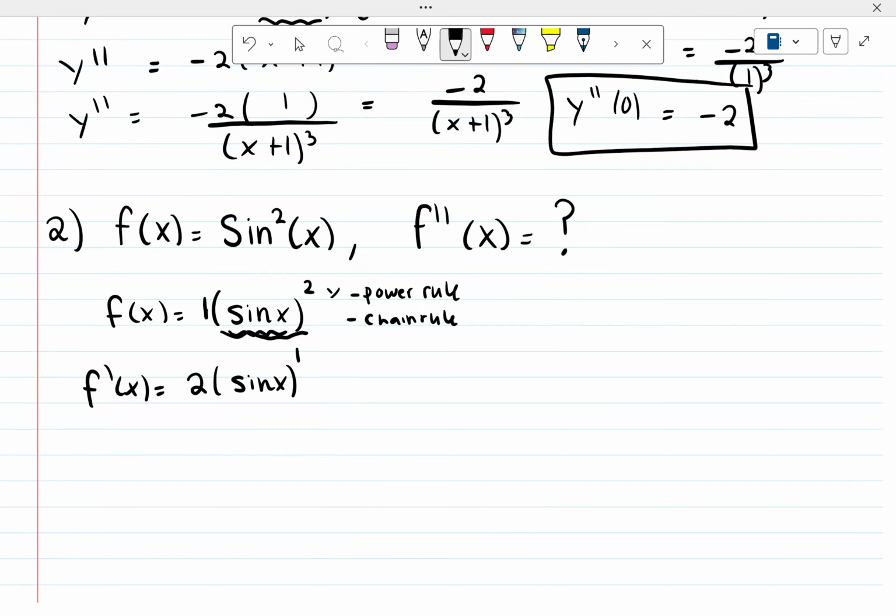And then apply the chain rule. So what is the derivative of the inner parentheses? What's the derivative of sine of x? Yes, it is cosine of x. So when we put it all together, we get 2 times sine of x times cosine of x, it's just itself, right?